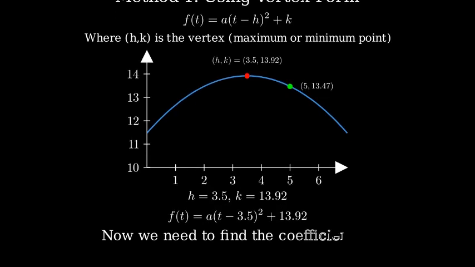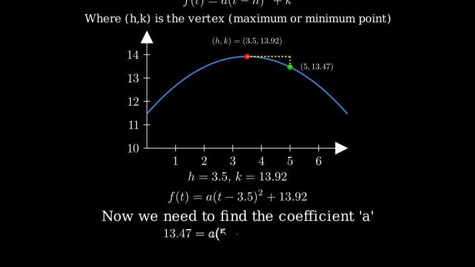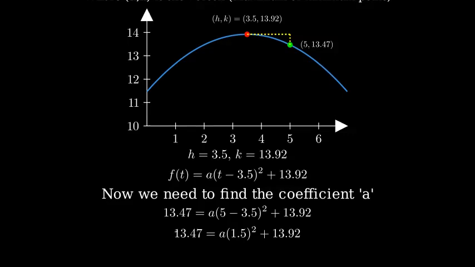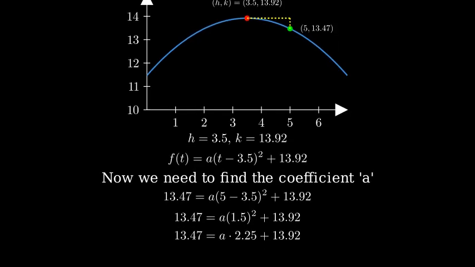Now, we need to find the coefficient a. To find a, we'll use the additional information that at t equals 5, the value is 13.47. Substituting t equals 5 into our equation, we get 13.47 equals a times the quantity 5 minus 3.5 squared plus 13.92. Simplifying, we get 13.47 equals a times 2.25 plus 13.92.